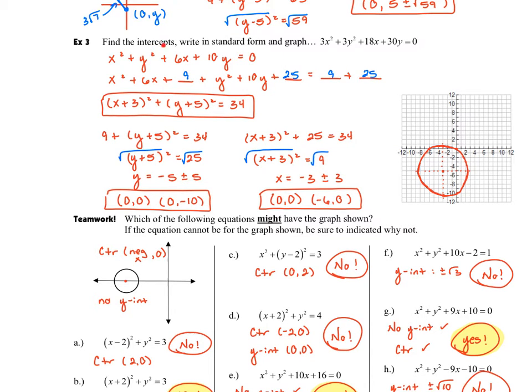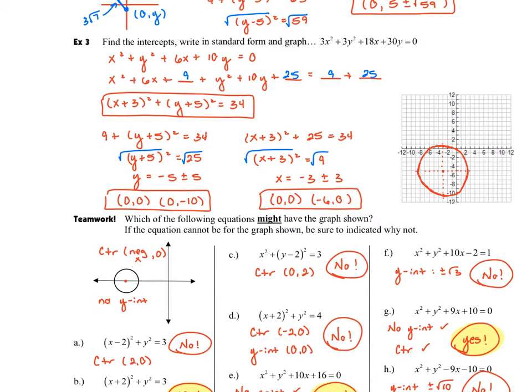Now, I'm going to group the x's right here, and I'm going to group the y's right here. If there was a constant, I would have moved it over, okay? Then I'm going to insert the blanks so that I can complete the square on the x's.